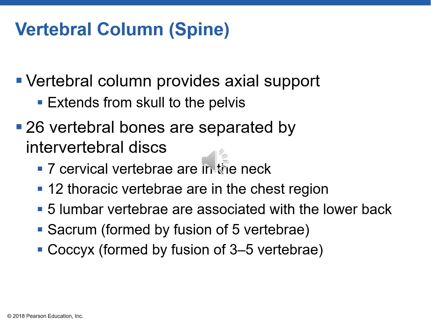There are 7 cervical, 12 thoracic. Each of those have 2 ribs coming off of them. 5 lumbar vertebrae in your lower back. There's a sacrum, which is actually the fusion of 5 vertebrae, and a coccyx, which is the fusion of 3 to 5 vertebrae, depending who you are.